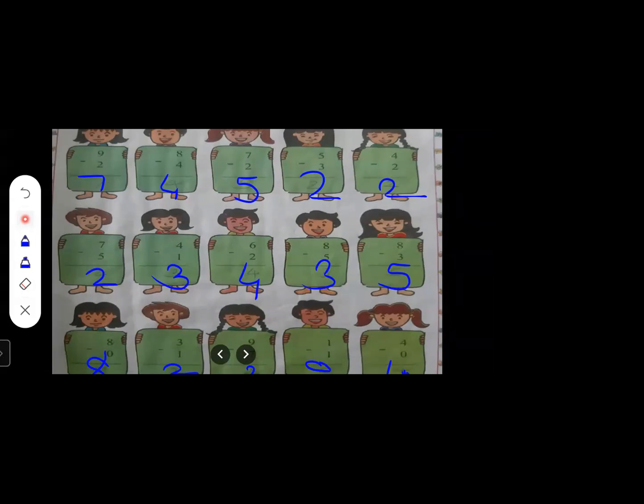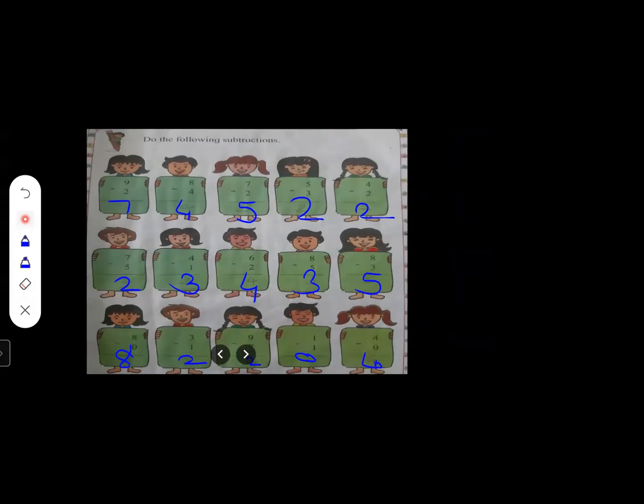4 minus 2, what did we get? We got answer 2. So students, take a screenshot of this so that you can write it in your textbook. You have to solve this in your textbook. Do it fast. I'm counting till 10. Take a screenshot of it fast.